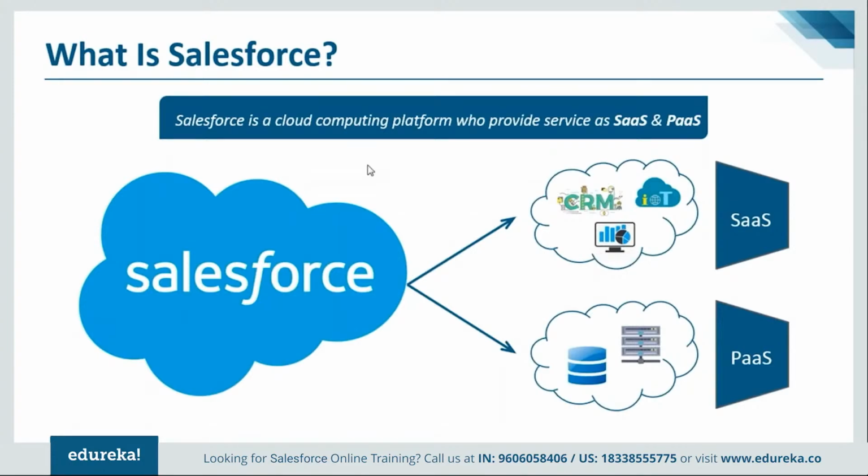Salesforce is a cloud computing platform which provides service in the form of software or in the form of a platform. Now, the acronyms are software as a service and platform as a service. The difference between the two is that if you're delivering a software application to your clients or your customers, then you're called a SaaS company. And if you're providing a platform where your clients can build their own software applications on that platform, then it's called a platform as a service company. And Salesforce, they are both a SaaS company and a PaaS company.